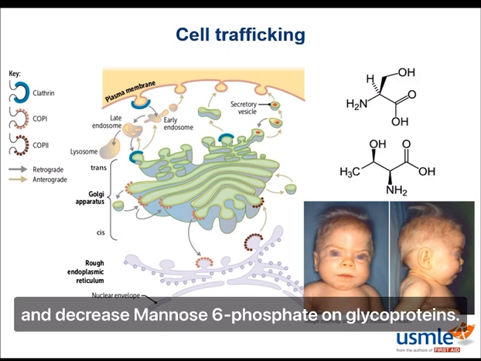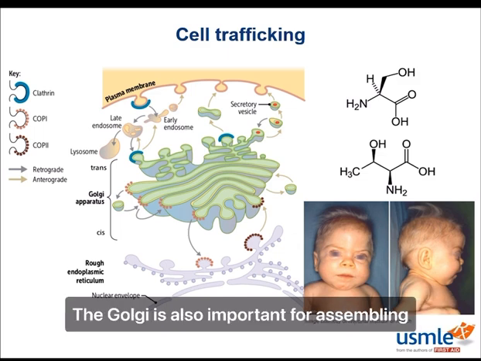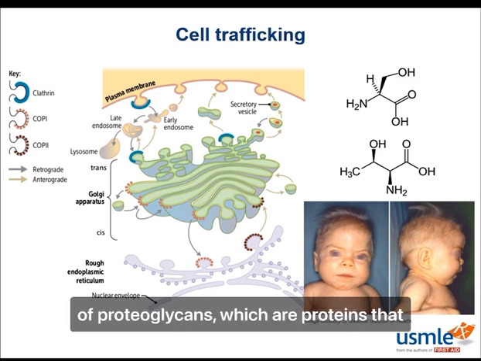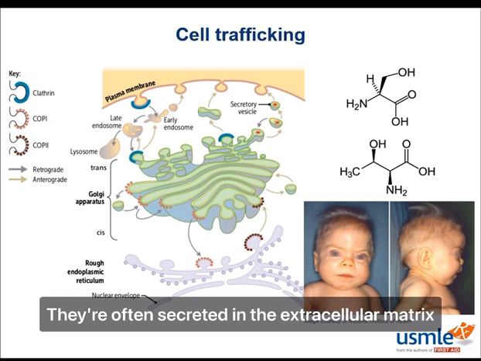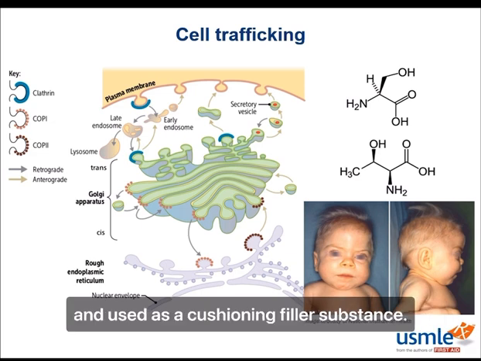And again, this leads to failure of the Golgi to phosphorylate mannose residues and decrease mannose-6-phosphate on glycoproteins. The Golgi is also important for assembling proteoglycans, which are proteins that have lots of polysaccharide chains attached to them. They are often secreted in the extracellular matrix and used as a cushioning filler substance.